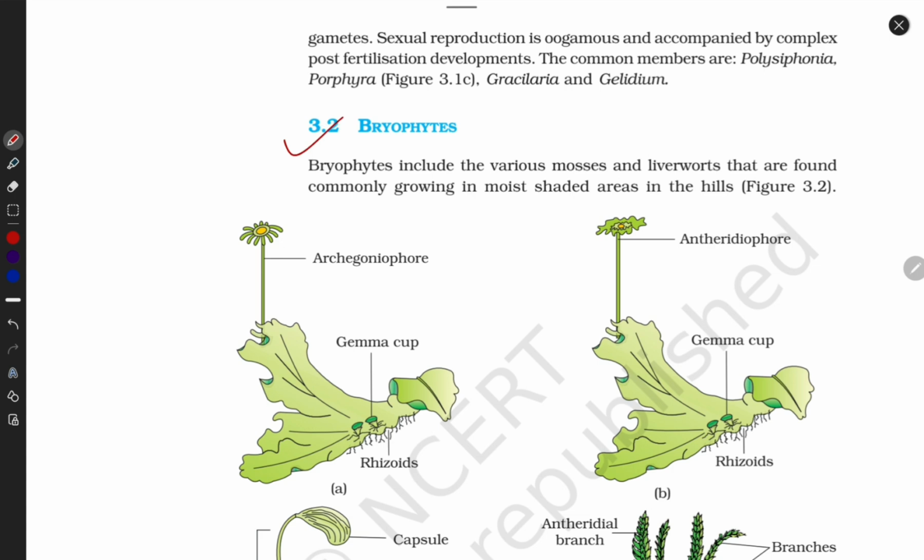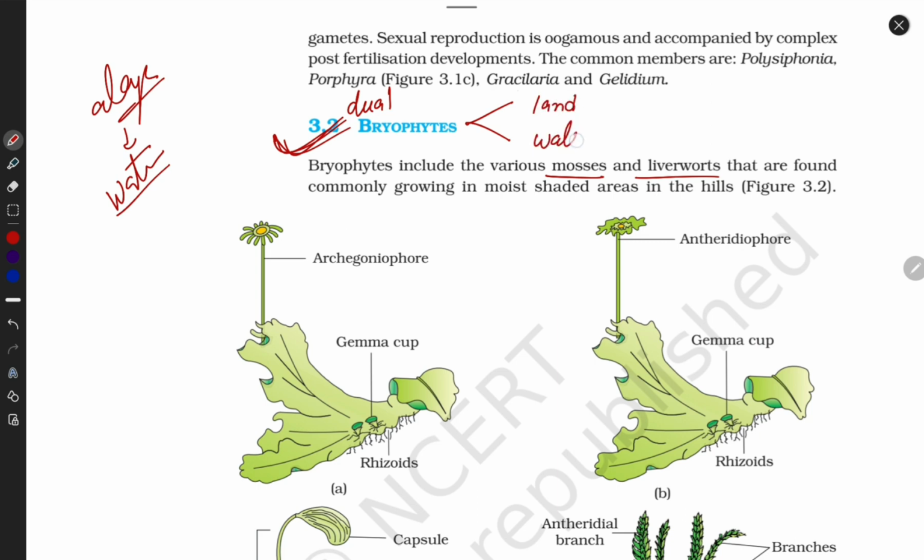Let's start with bryophytes. Bryophytes are further divided into two parts, mosses and liverworts. Let's start. Where are they found? Where are they located? We know that algae are located mostly in the water region. But bryophytes have dual capacity, not dual SIM. They live on land as well as in water. And most of the time they are found in shaded areas.